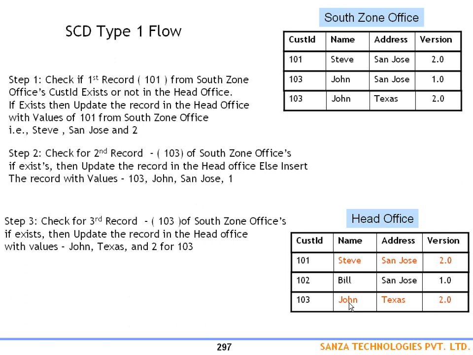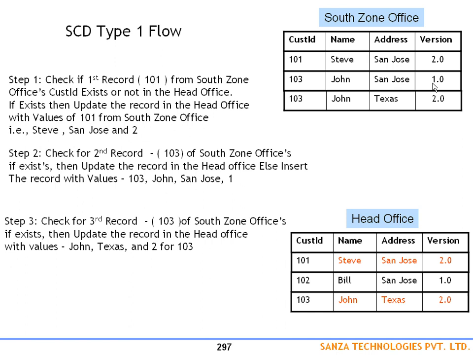SCD type 1: if the record exists, update it. If the record does not exist, you insert it. But assume that on the same day you have two records of the same customer with different versions. Version indicates the difference between those two records. If I don't put the version here, as per this source system requirement, some may put a date, some may put a time. In this requirement, they'll put versions.